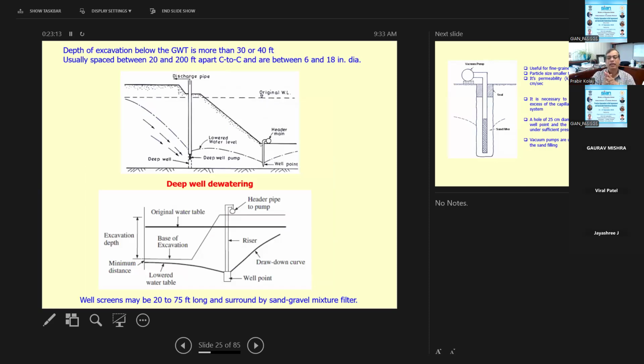And then this is another method, the deep well system. The same thing over here, the discharge. The depth of excavation is more than 30 to 40 feet, and wells are usually spaced between 20 to 200 feet center to center, with 8 to 16 inches diameter. Also, the well screen may be 20 feet long, surrounded by sand and gravel. Again, depending on the situation and what type of soil is there, you can use that well screen.